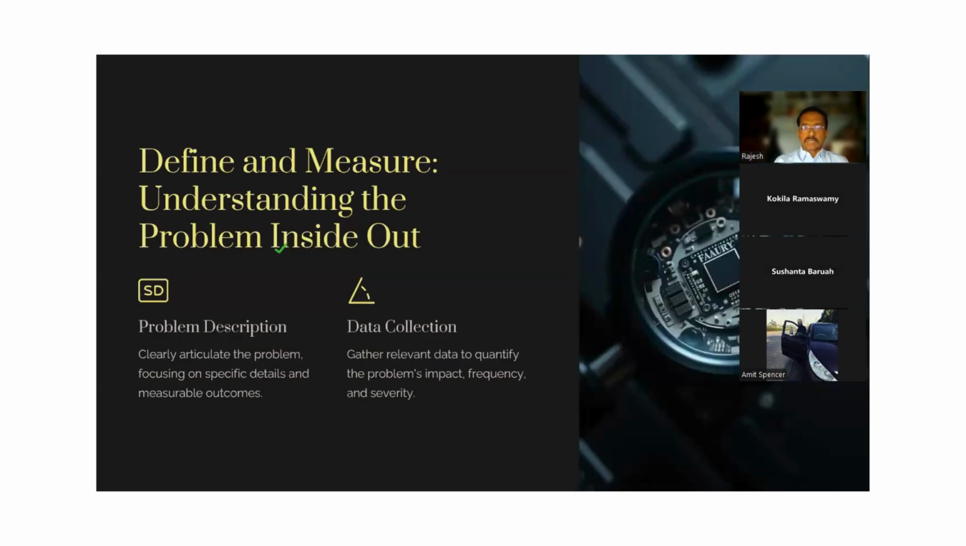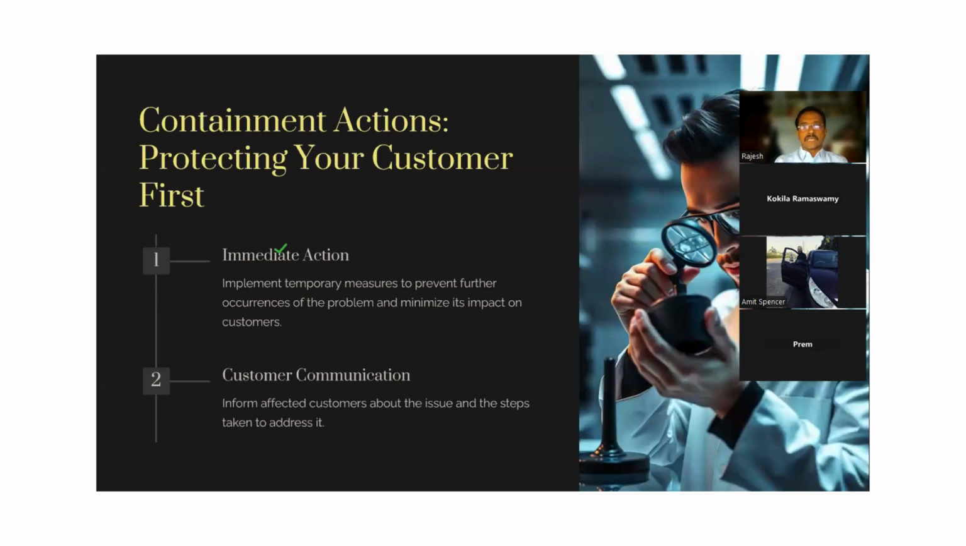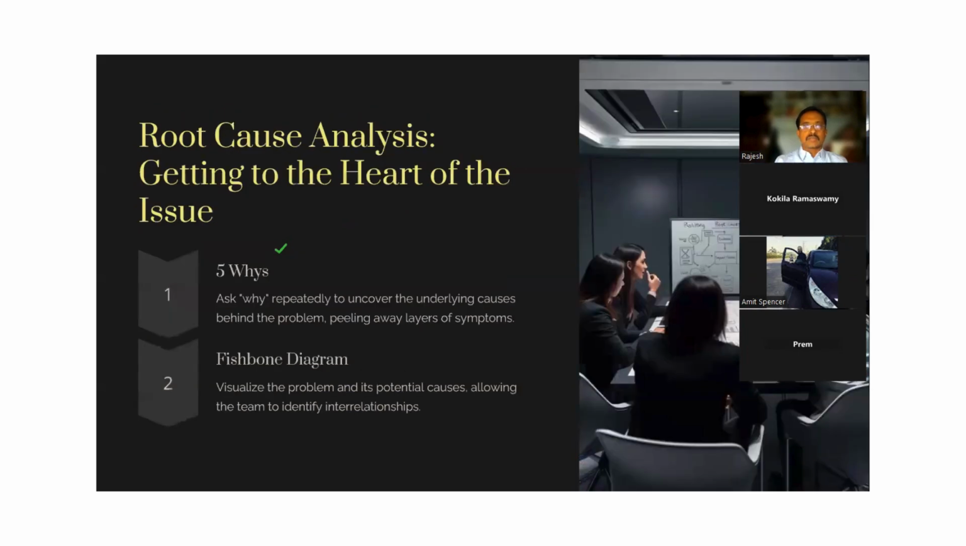Okay, so here also the same thing. Define and measure is the main thing. First, problem description. So the same thing which we will take. See, for example, your payment poster didn't post the adjustment. That's your problem statement. And data collection. This is not only with the problem; it will go on and collect all the data for that particular year or whatever the period is. We'll go back and take the report, and then we'll do data collection on this particular one. And this also contains the immediate action. We will take immediate remedy, and then we will inform the client saying that we are correcting it, right? And the customer communication, immediately we are going to inform them.